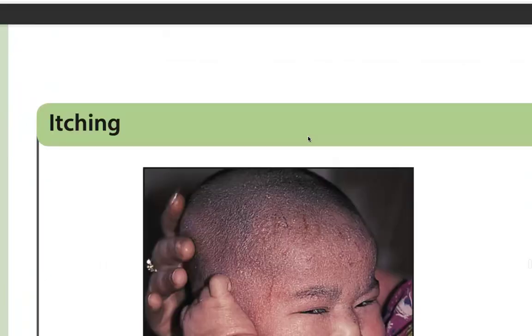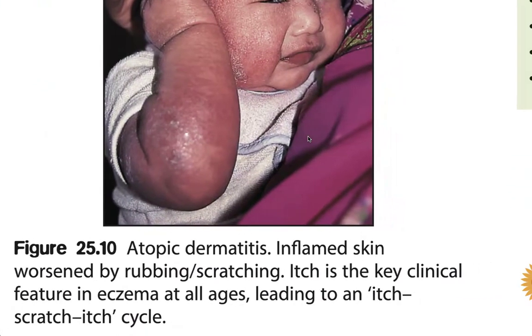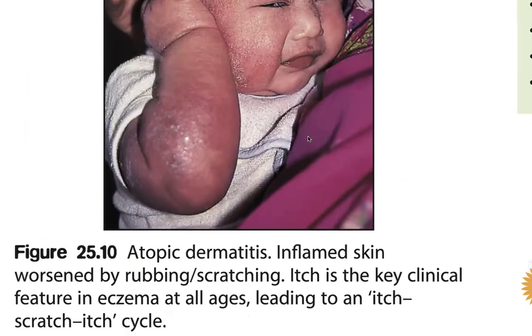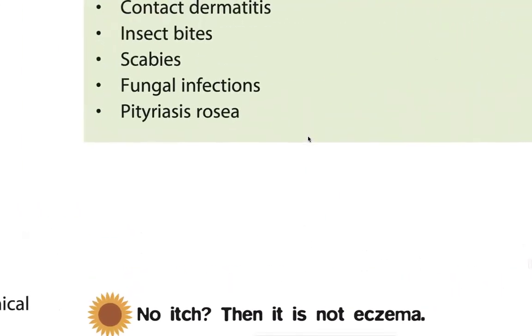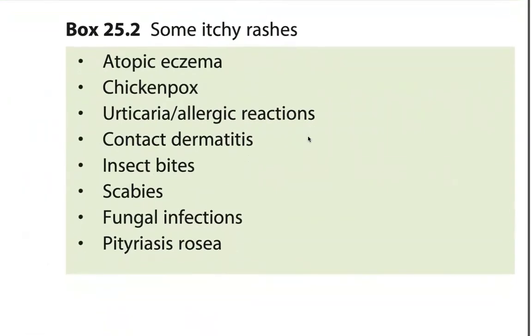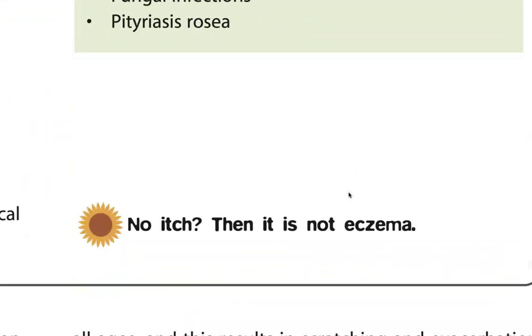This is itching, atopic dermatitis, and changes can worsen by rubbing and scratching. Itch is a key clinical feature in eczema at all ages, leading to an itch-scratch-itch cycle. No itch, then it is not eczema. Some itchy rashes: atopic eczema, chickenpox, urticaria, allergic reaction, chronic dermatitis, insect bites, scabies, fungal infection, and pityriasis rosea.